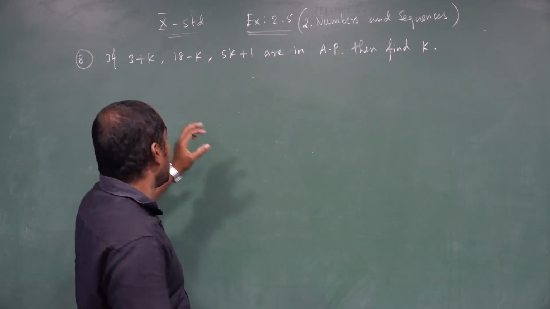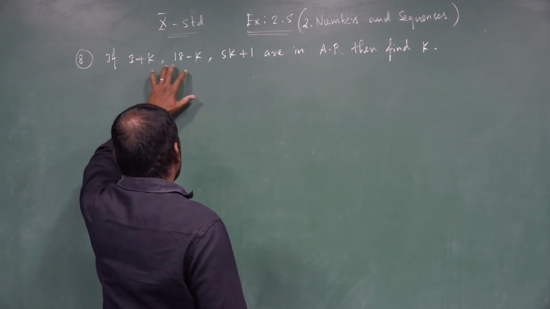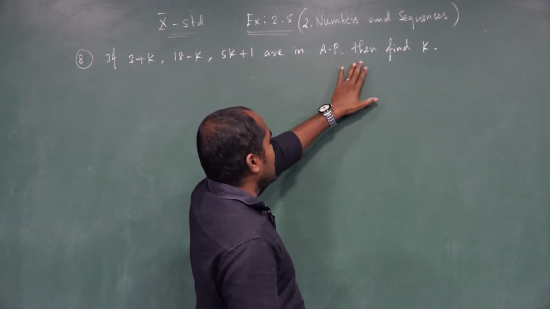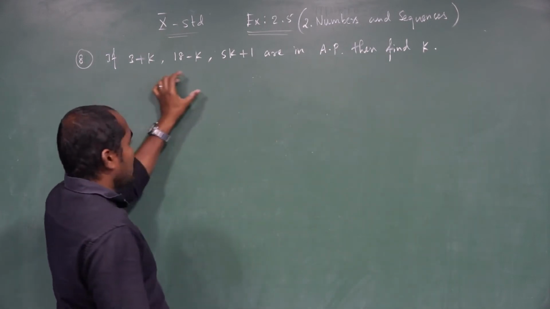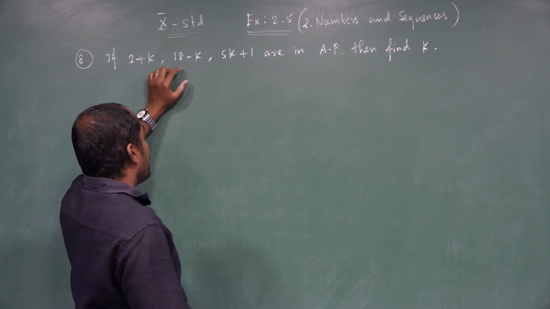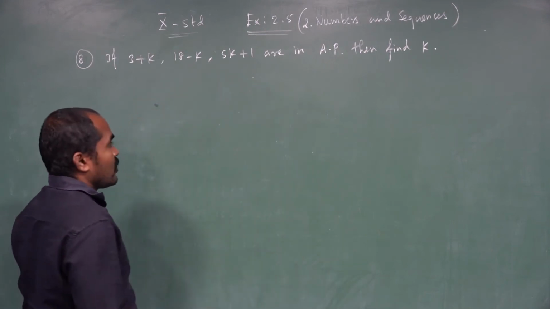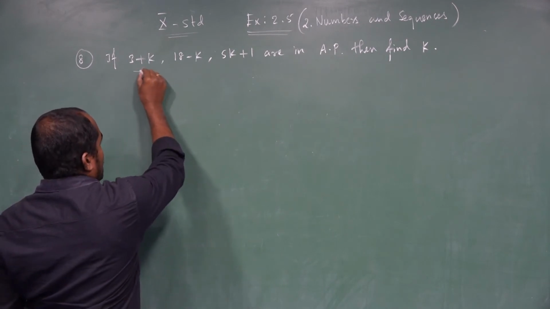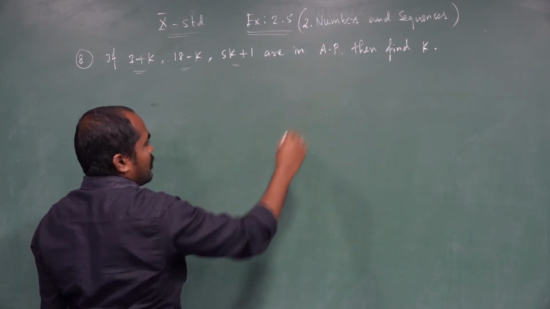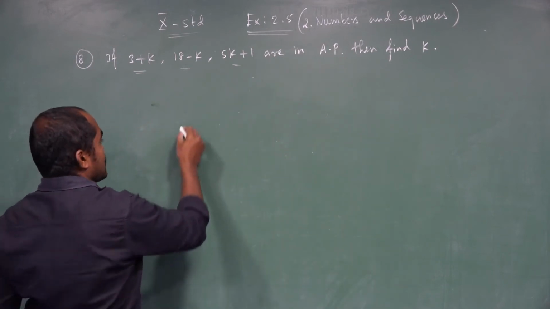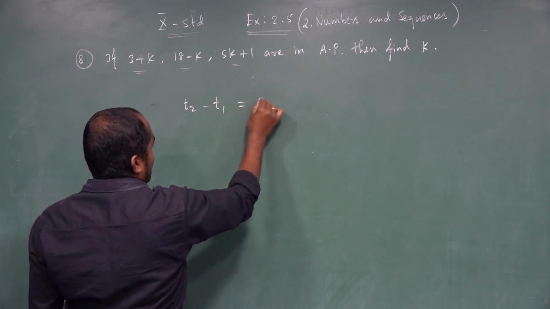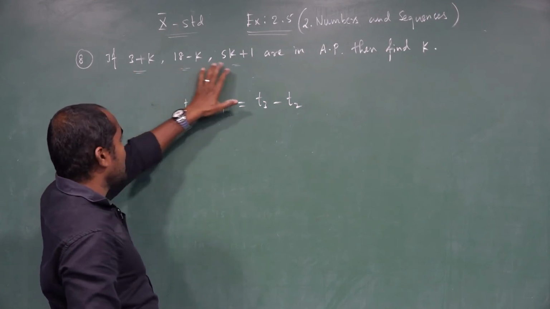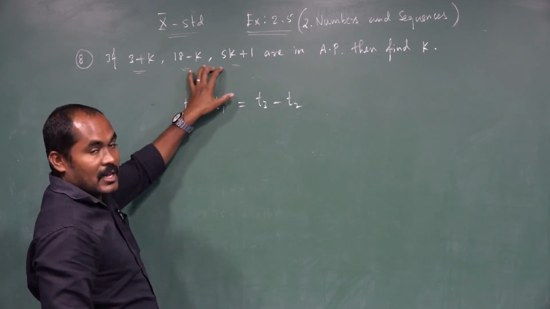Next, 8th question. If 3 plus k, 18 minus k, 5k plus 1 are in AP, then find k. So these three terms are in arithmetic progression, and we need to find the unknown value k. These three terms being in AP means the common differences are equal, that is T2 minus T1 equal to T3 minus T2. This is the first term, second term, third term.